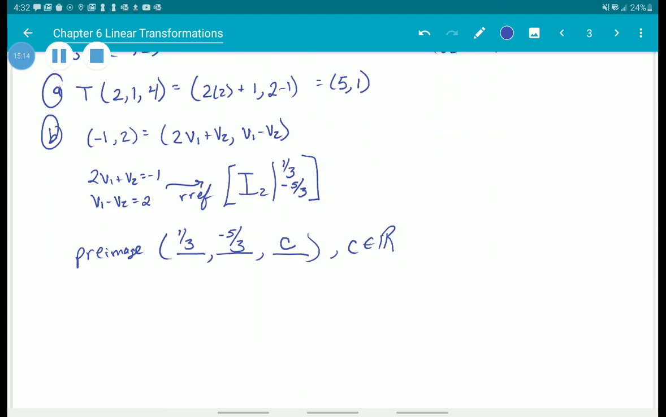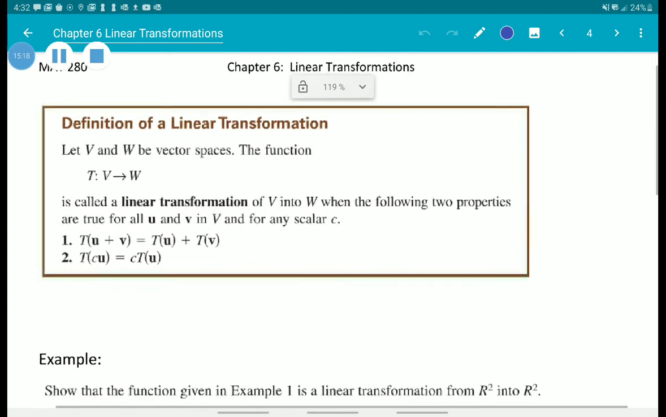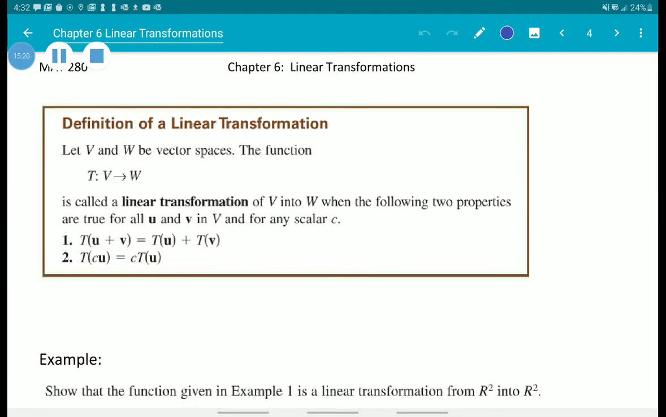So there's our pre-image. So let's talk about the definition of a linear transformation. What is a linear transformation anyway? We're going to start with vector spaces V and W. So the function T from V to W, from vector space V to vector space W. So we're going from one vector space to another vector space.